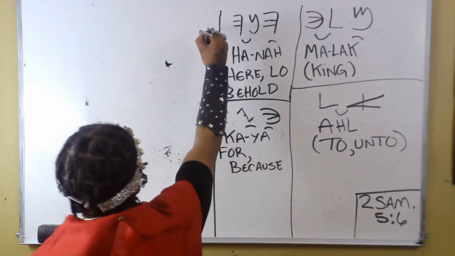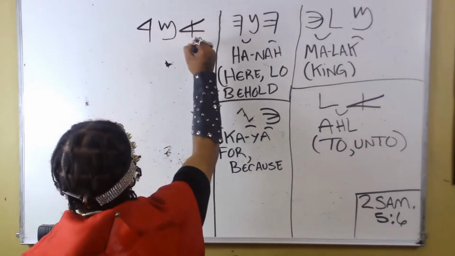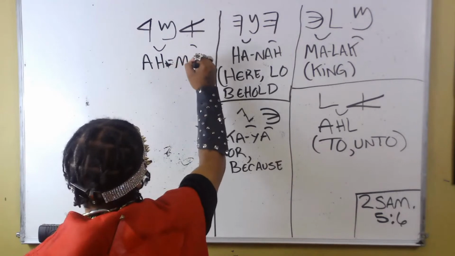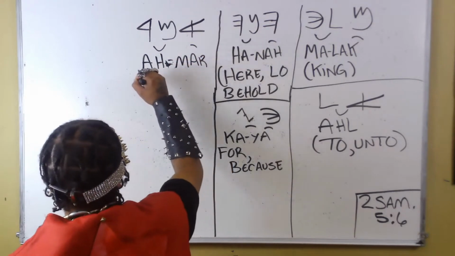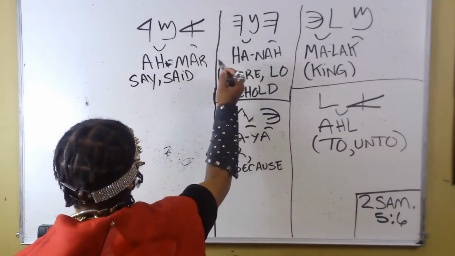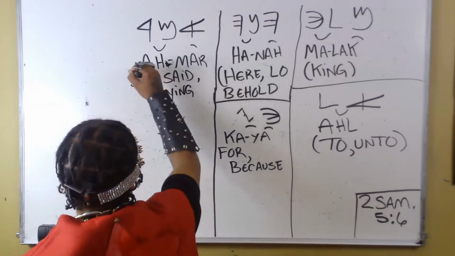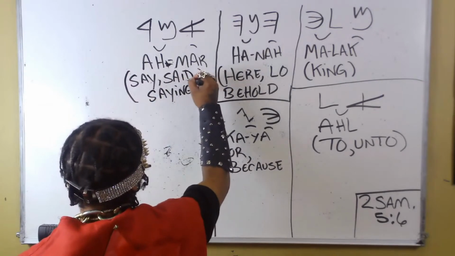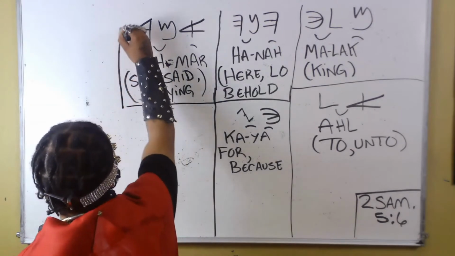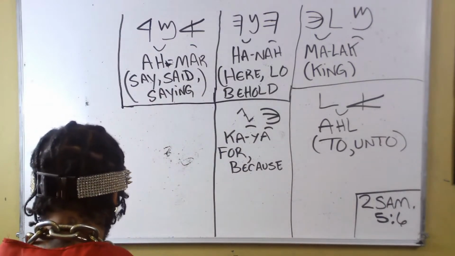Okay, let's keep going. Let's do the word amar. Amar is a word that means say, said, say. Okay. Say, said, and say. What amar means. I believe it was used as speak one time or a few times, but it's not common because we have a word for speak. All right.